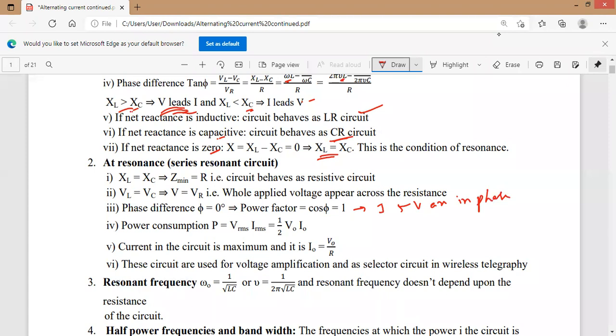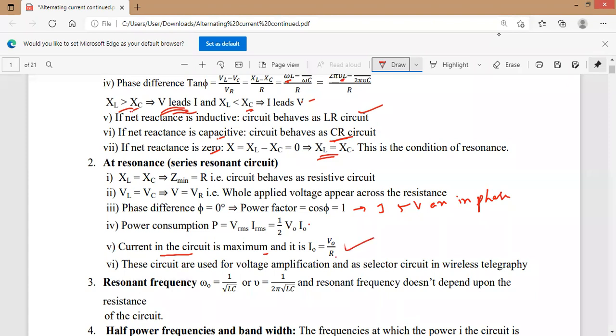Power consumption P is equal to Vrms into Irms, that is, half into V naught into I naught, the peak value of voltage and peak value of current. The current in the circuit is maximum at resonance, that is, I naught is equal to V naught by R.